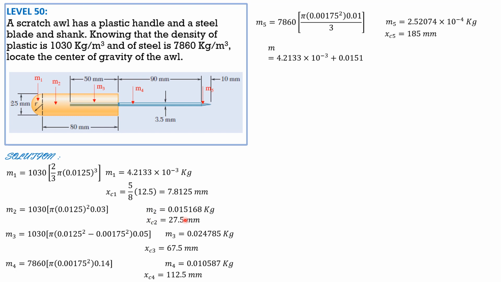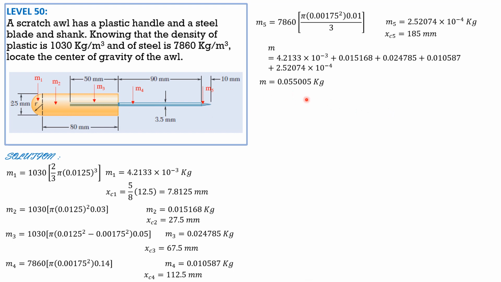So the total mass of the assembly is 4.2133 times 10 to the negative 3 plus 0.015168 plus 0.024785 plus 0.010587 plus 2.52074 times 10 to the negative 4. So the mass of the assembly is 0.055005 kilogram, the mass of the whole.